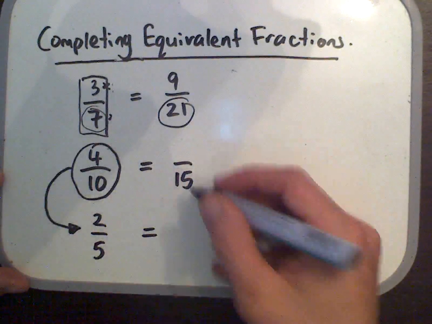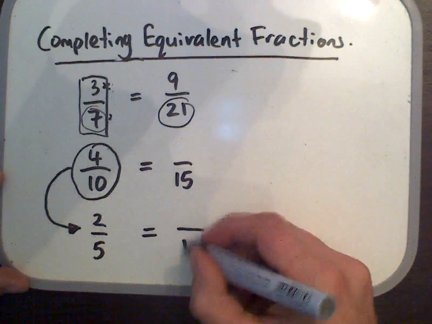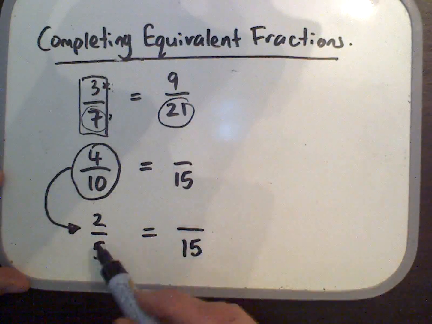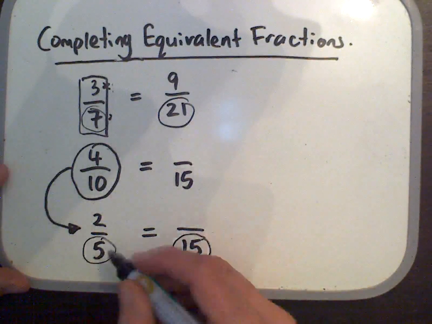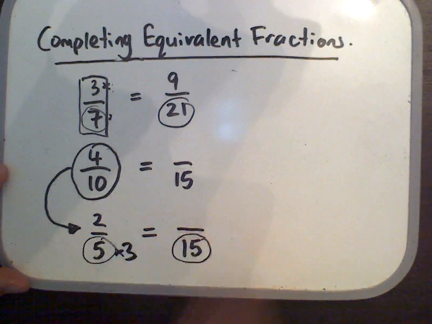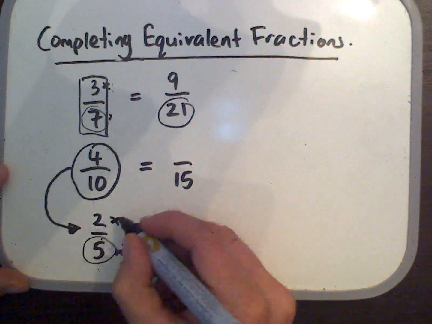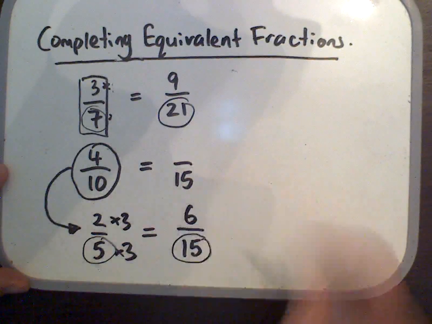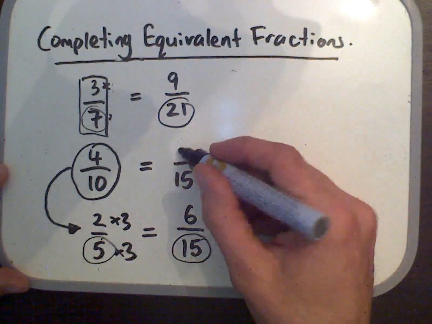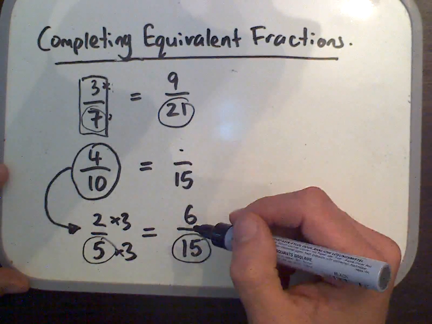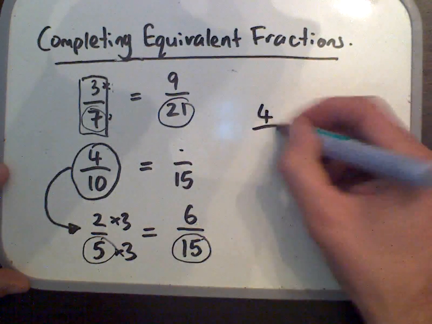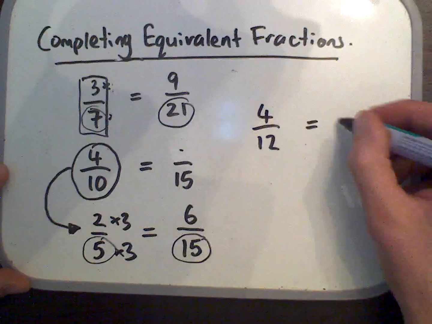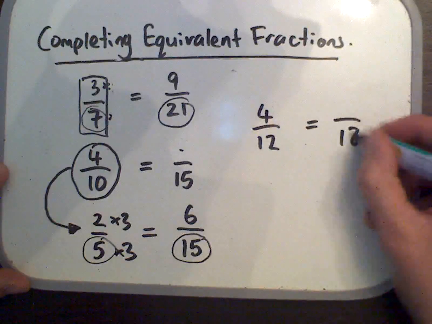We also know it's still going to be equal to something over 15. Now we can use the idea that both these denominators here are linked. We are changing it by a factor of 3, which means we change the top by a factor of 3, which makes it 6. So up here, our value is 6. Let's look at another example of this. So let's take 4 over 12 is equal to something over 18.